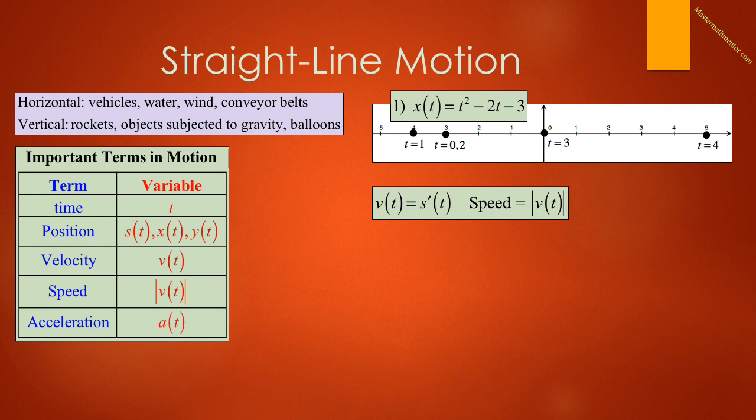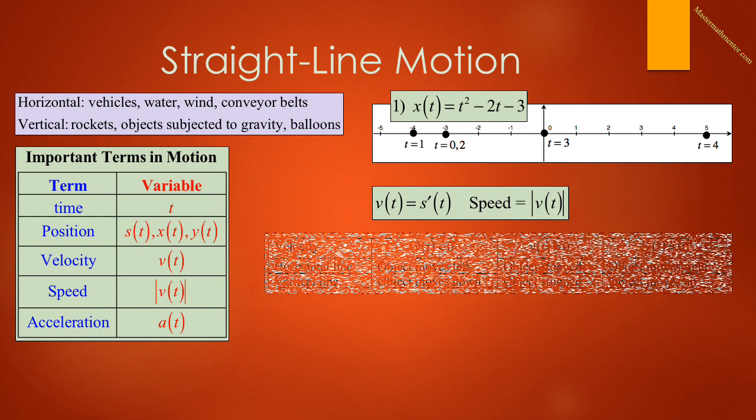When an object moves, its position changes over time. We say that the velocity function v of t is the instantaneous change of the position function s of t over time. We know this to be a derivative, and we define v of t equal to s prime of t. Velocity is measured in linear units per unit time, for example, feet per second.